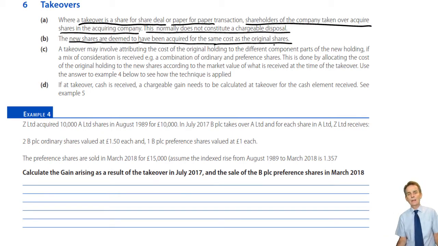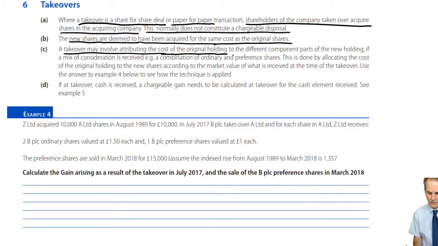What does that mean? It means that instead of all of the original cost of your original shareholding belonging to the new shares, that is their cost, you've got to divide it. You've got to divide it between how much of that original share cost belongs to the new ordinary shares or belongs to the new preference shares. And that's what we see here. A takeover may involve attributing the cost of the original holding to the different component parts of the new holding, if a mixed consideration is received.